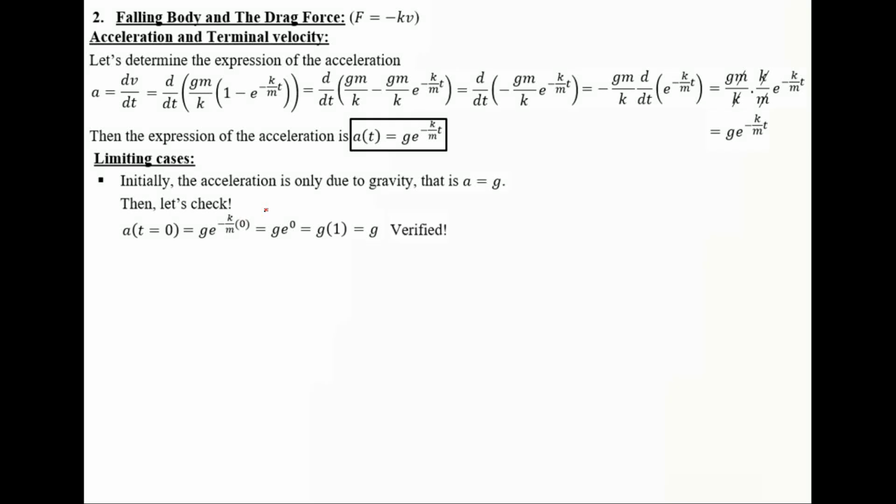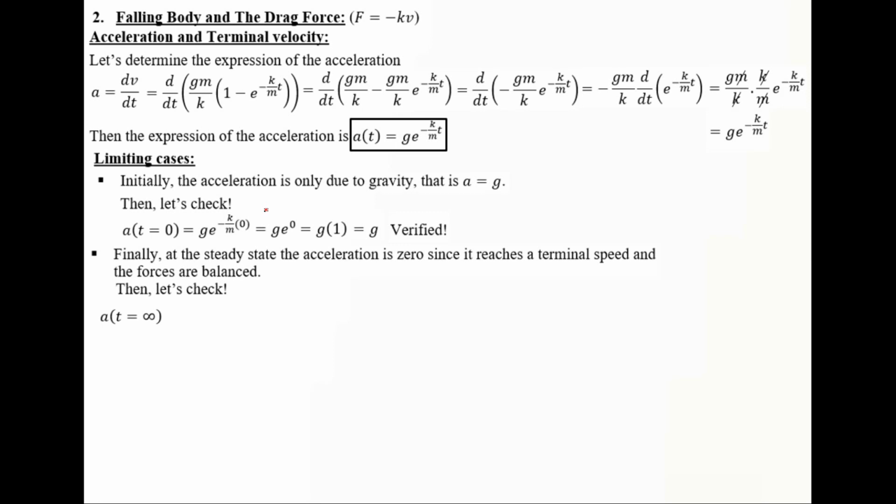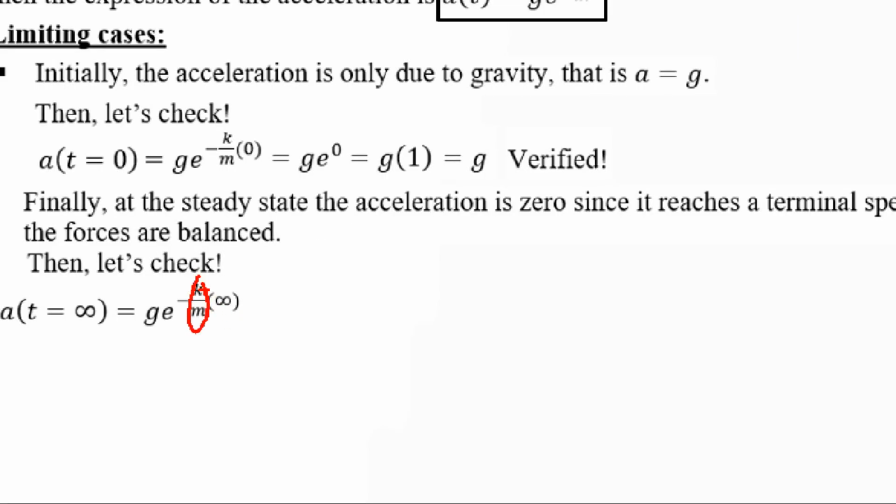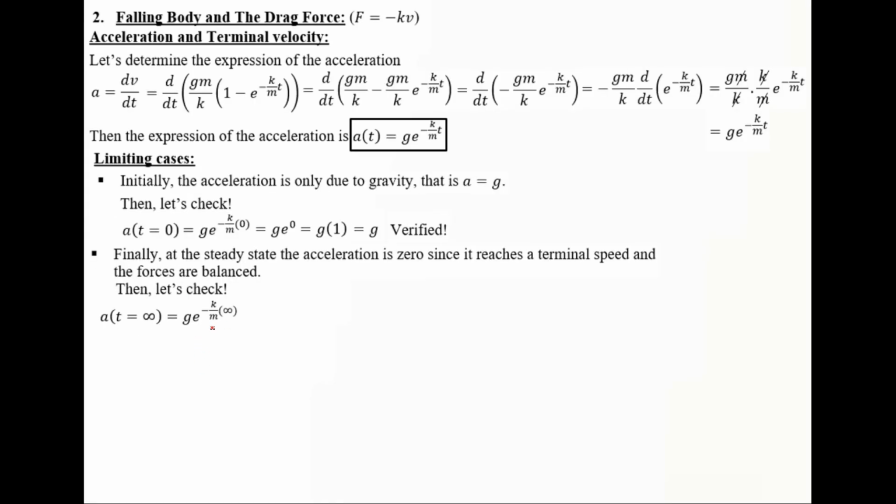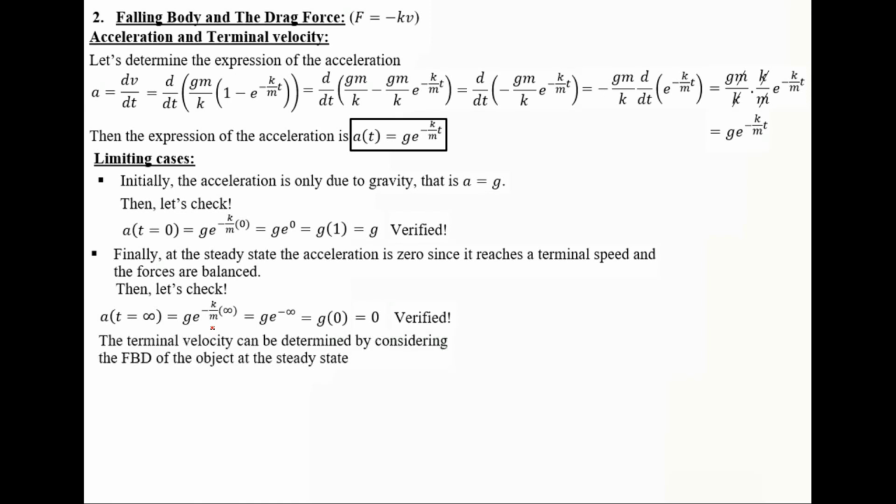Then that's verified. Now, at the steady state, the moment we reach the terminal velocity, forces are going to be balanced. Balanced forces means that the state of motion is conserved. The object is not accelerating anymore, so we expect that the acceleration is going to be 0. So let's consider that case in which t tends to infinity. Now e to the power minus infinity, because k over m is a positive constant multiplied by infinity, that would be minus infinity. e to the power minus infinity is eventually 0. That means 0 acceleration, because 0 multiplied by g is 0. Then it's verified.